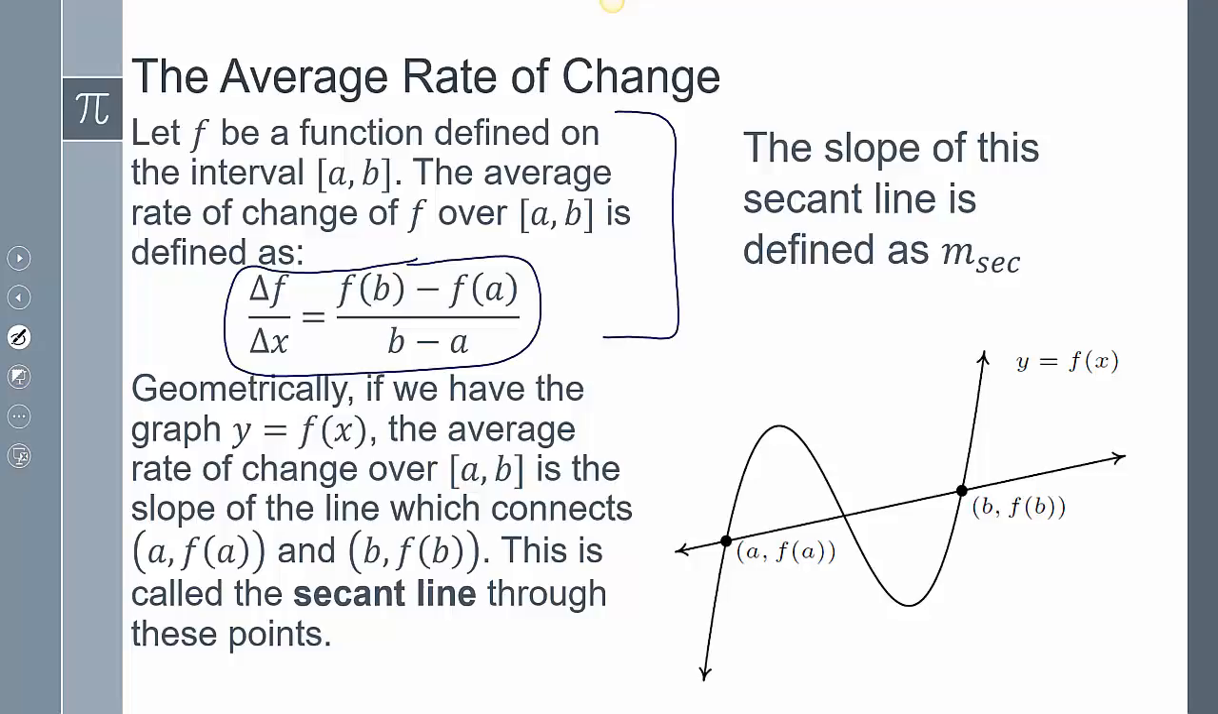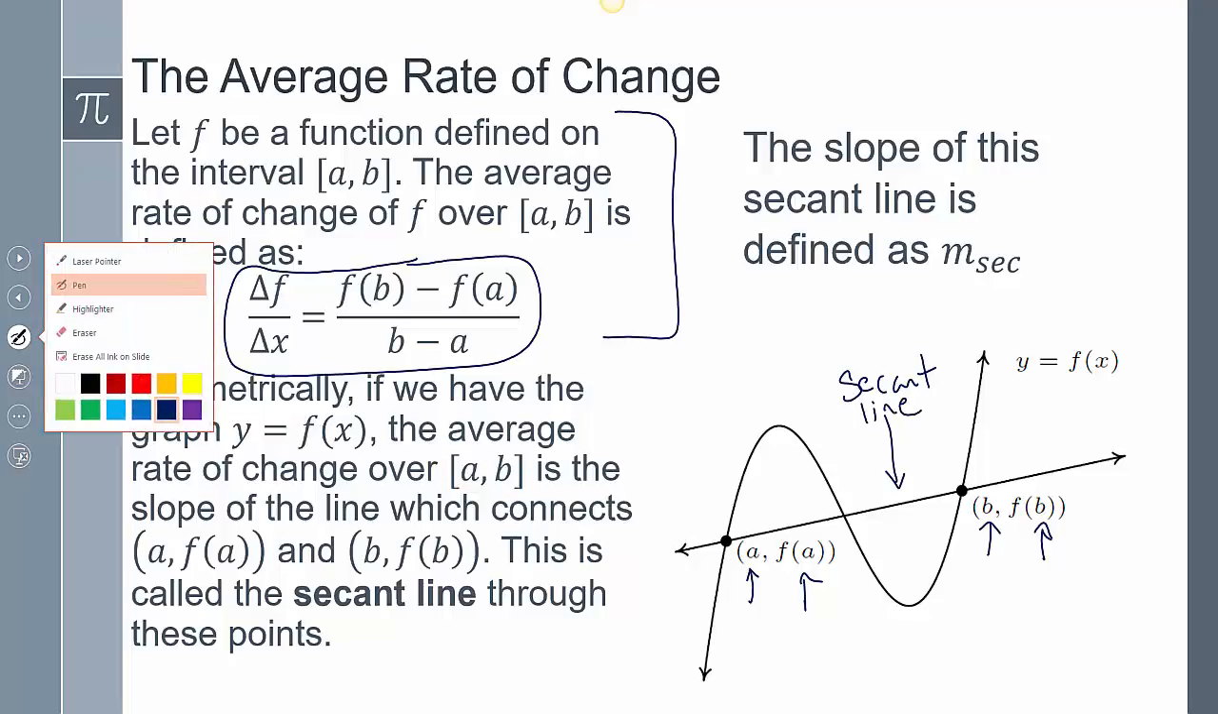Now just to interpret it, a and b are just x values. This f of a and this f of b, those are the y values that I get after I plug a and b in. And so this line that we get here, we call this line the secant line.